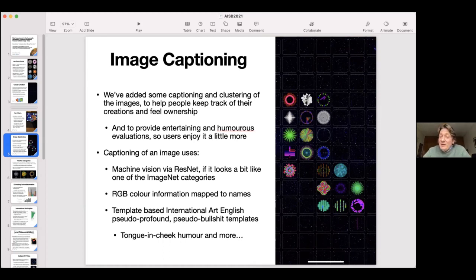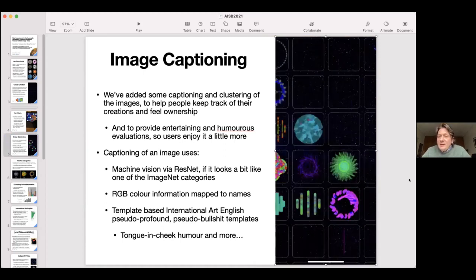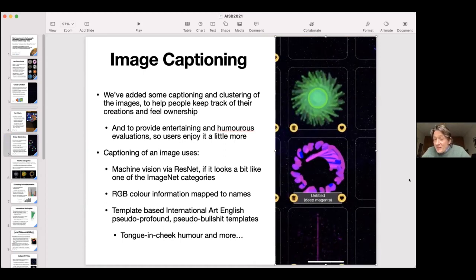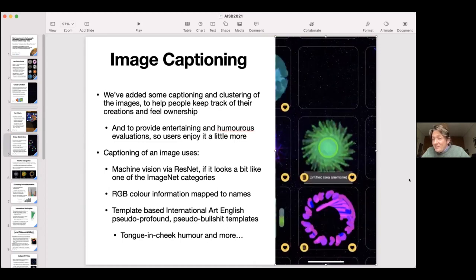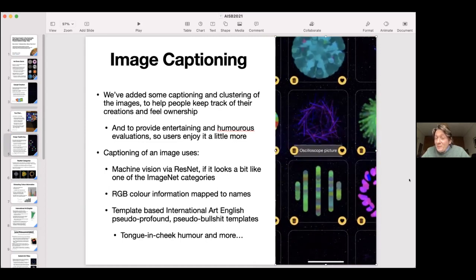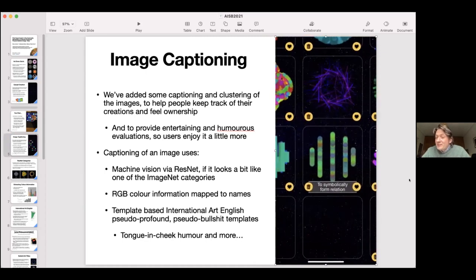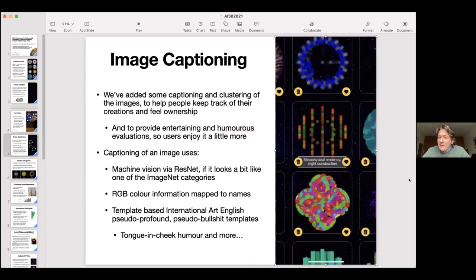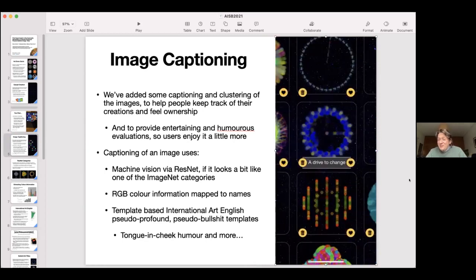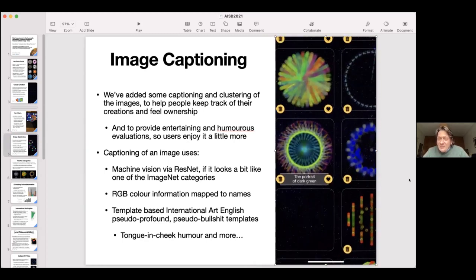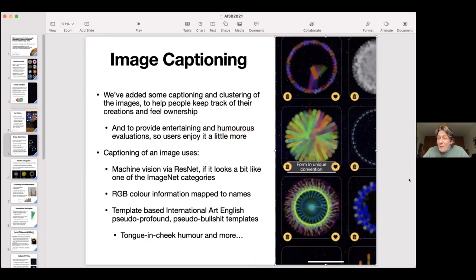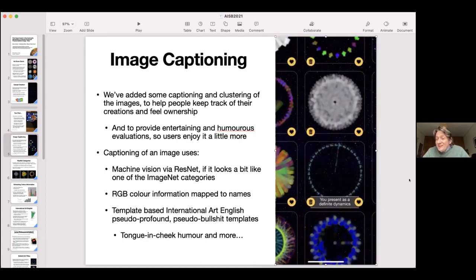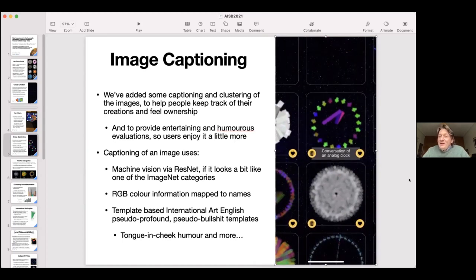So this is tongue-in-cheek humor. When you zoom in on the images, as you'll see in this video now, you get these captions generated. I'll read a few out. That's "Untitled deep magenta", "Untitled see an enemy". That looks like a see an enemy. "Oscilloscope picture, to symbolically form relation." So that's art English. "Film of a panpipe, a production of formal proposition, metaphysical tendency, slight construction, a drive to change." "The portrait of dark green", so there is dark green in there. "Form in unique convention. You present as a definite dynamics." "Untitled aluminium", and so on and so on.